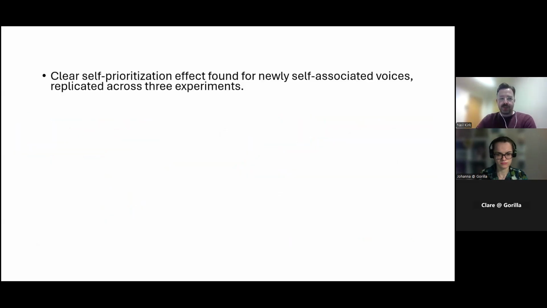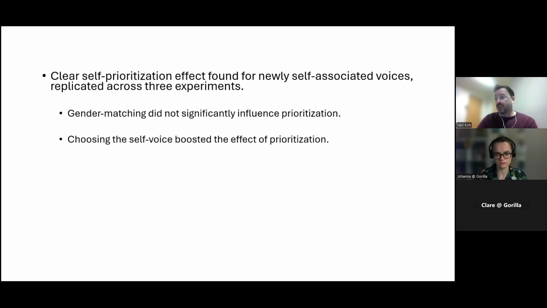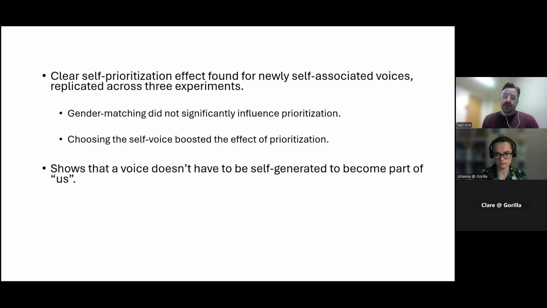So across 3 experiments, there was a clear self-prioritization effect found for these newly self-associated voices. Gender matching did not seem to significantly influence this prioritization, but actually having some choice, some agency in selecting and having a greater sense of ownership over that voice did boost the effect. So this is interesting because it shows us that a voice doesn't have to be self-generated to become part of us. And I think this is good news if you are somebody that uses, say, a communication device, if you are somebody that wants to play a video game where you're selecting the voice of your character.